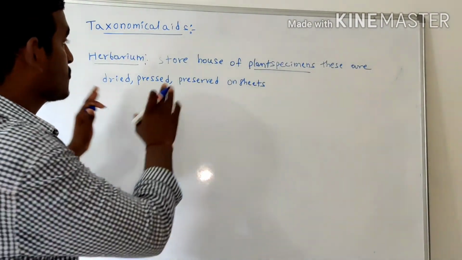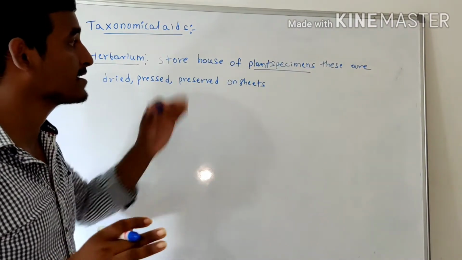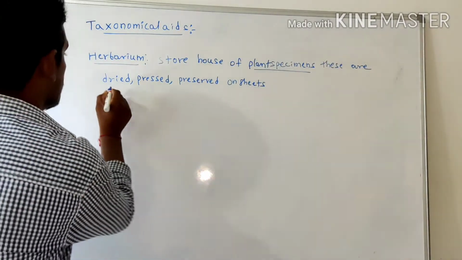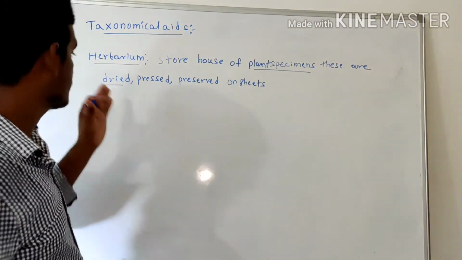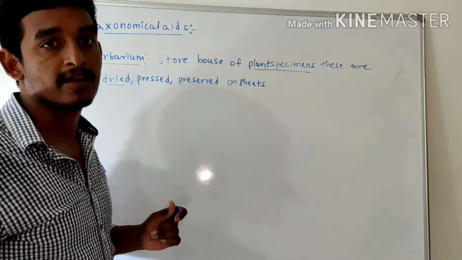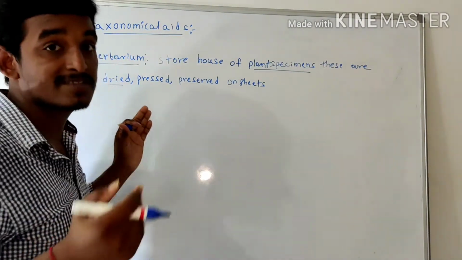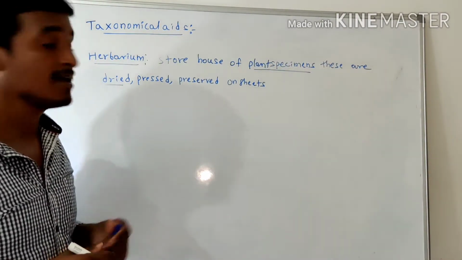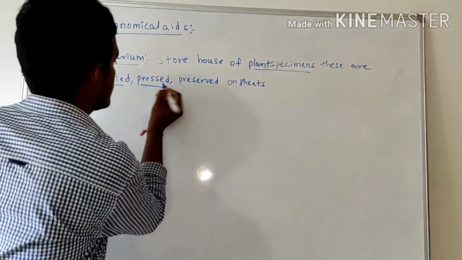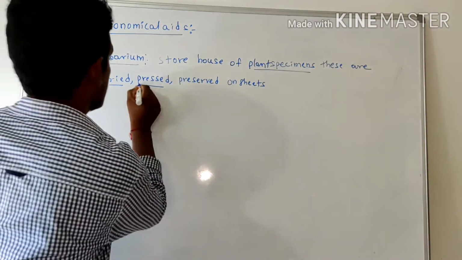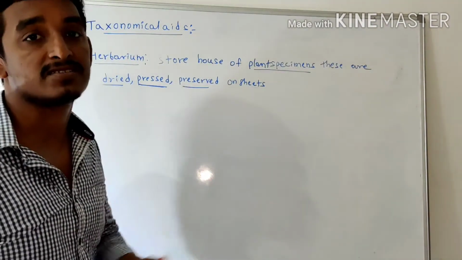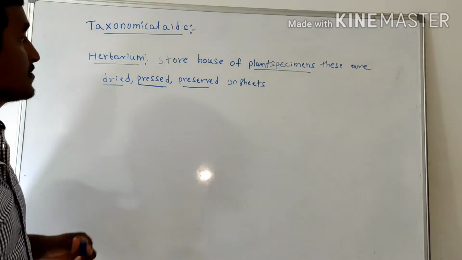For example, if you want to prepare a herbarium, how will we prepare it? First we take a plant part, then we put it outside for some time for drying. Otherwise, if any moisture is there in the plant part, it may spoil our herbarium sheet, right? That's why we are drying. Later we are pressing. Later we are preserving on sheets, right? So it is about herbarium.